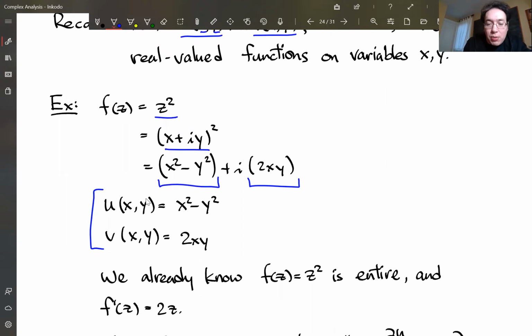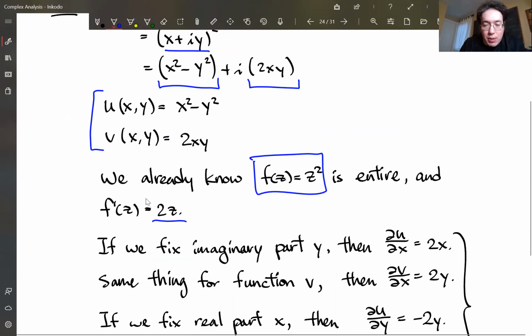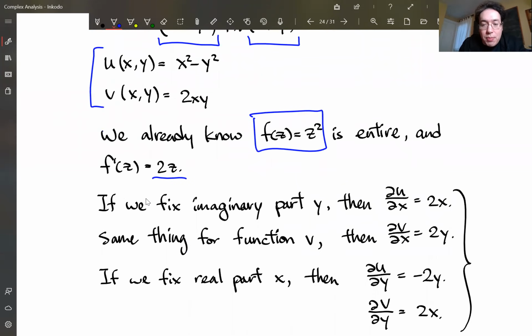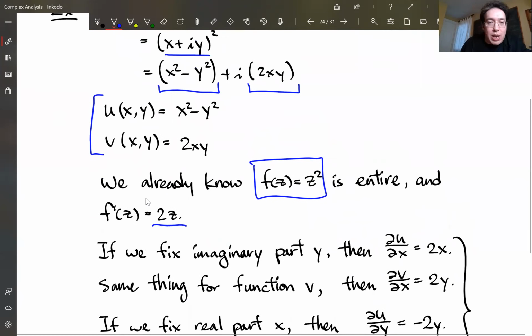We already know that the function z squared is an entire function, so it's complex analytic. So the derivative in a complex way exists, and we know the derivative to be equal to 2z. So let's look at what the functions u and v are doing as we take derivatives in the direction x and y.